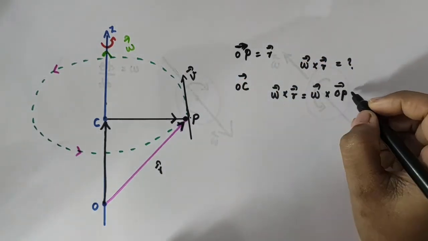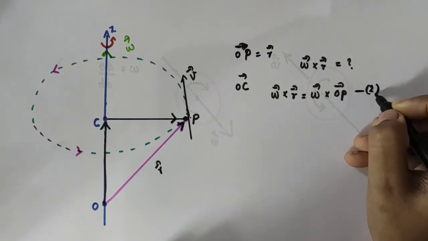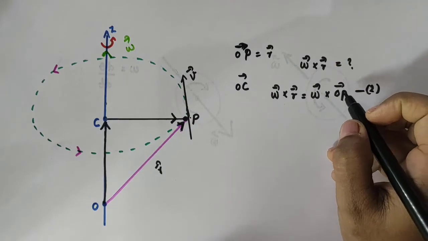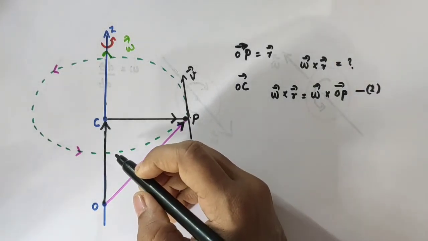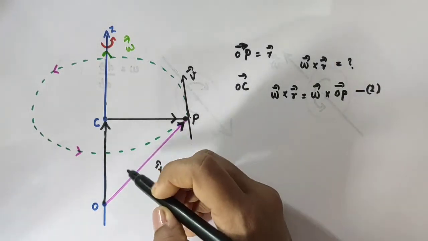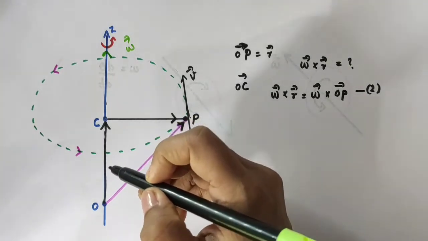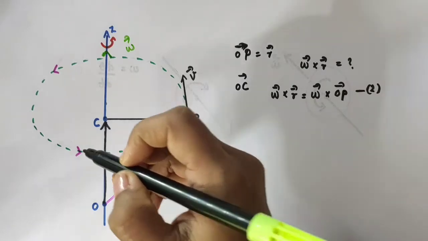I am taking this as equation number 2 here, because we have already taken one equation number 1. Now, when we apply the triangular law of vector addition here, which we have already discussed in our previous video, I will provide the link for that triangular law of vector addition in the description box. If you want, you can watch that.